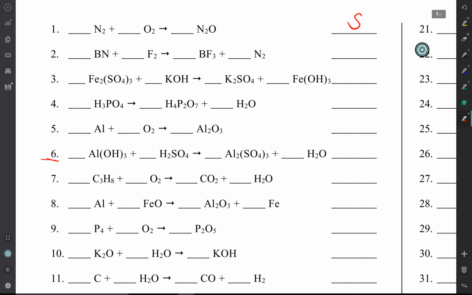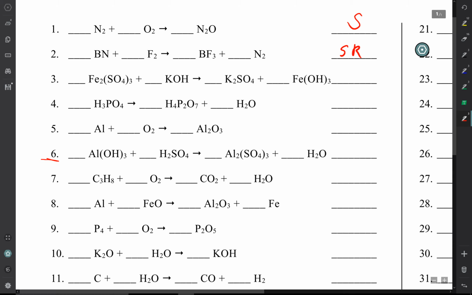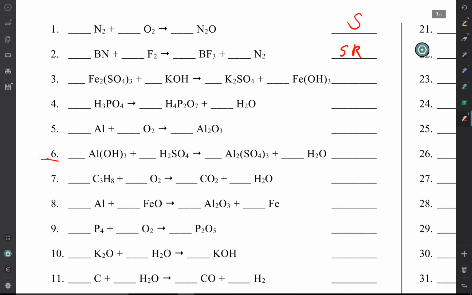Number 2, we have BN plus F2 gives us BF3 plus N2. So I'm starting the reaction with a compound and an element, and I'm ending the reaction with a compound and an element. There's only one reaction type that we talked about today that fits that description, and that is a single replacement reaction. Number 3, you've got iron(III) sulfate plus potassium hydroxide makes potassium sulfate and iron(III) hydroxide.